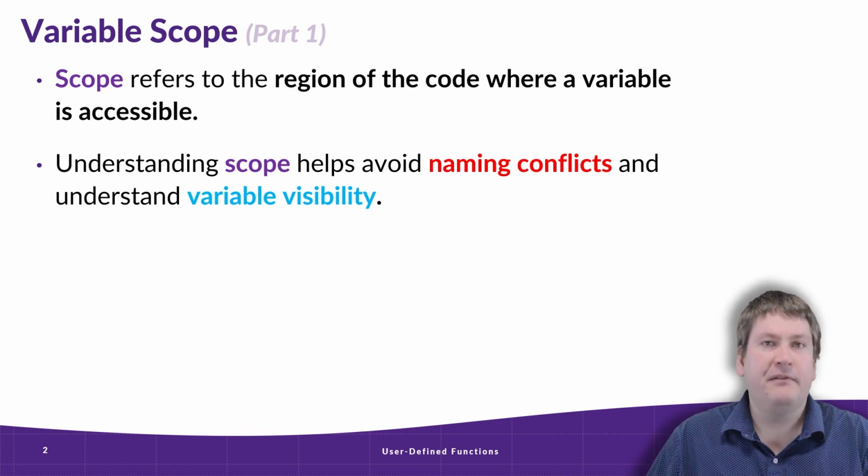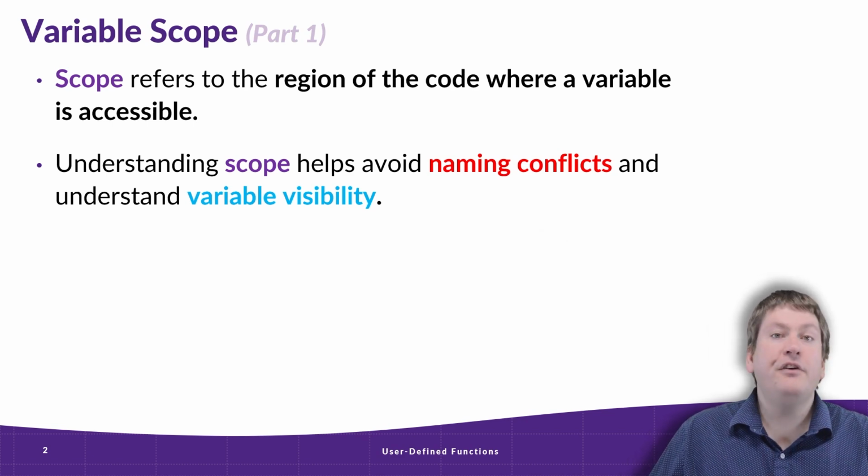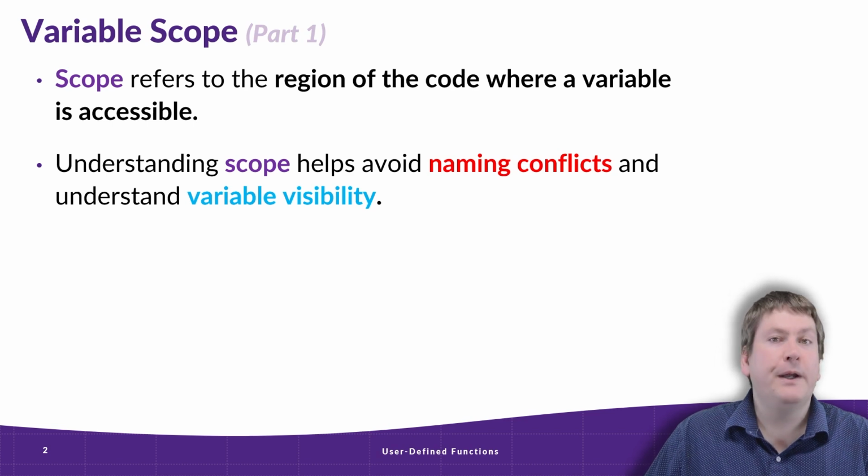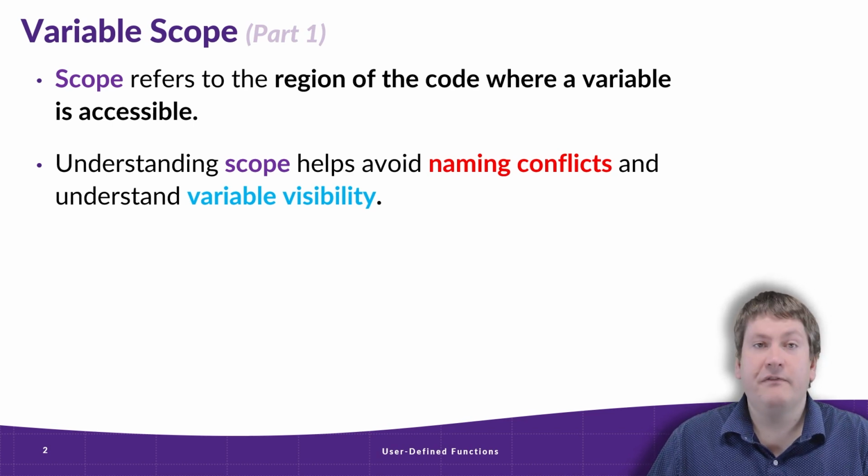So far in the examples we've seen, we know that variables are only accessible after they've been defined by assigning them at least some value. But the rules get a little bit more complicated when we start introducing functions. So understanding this scope helps us avoid naming conflicts, and it also helps us understand where variables are visible and where we can access them in our code.